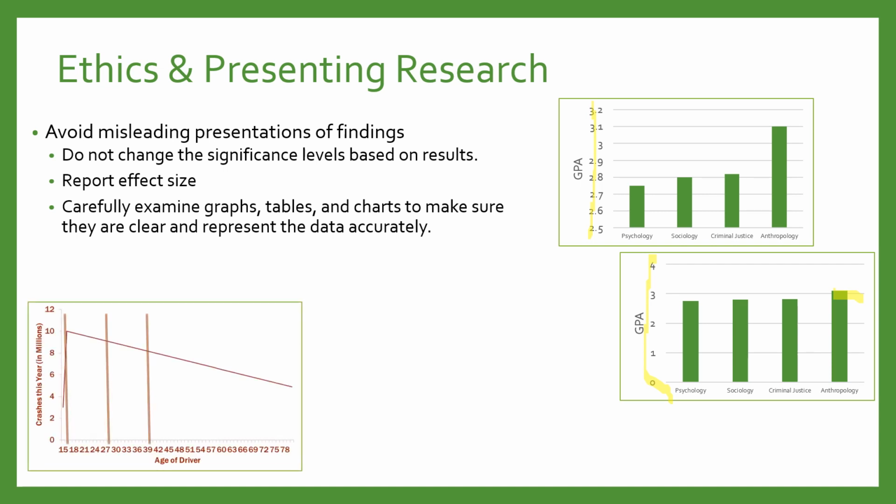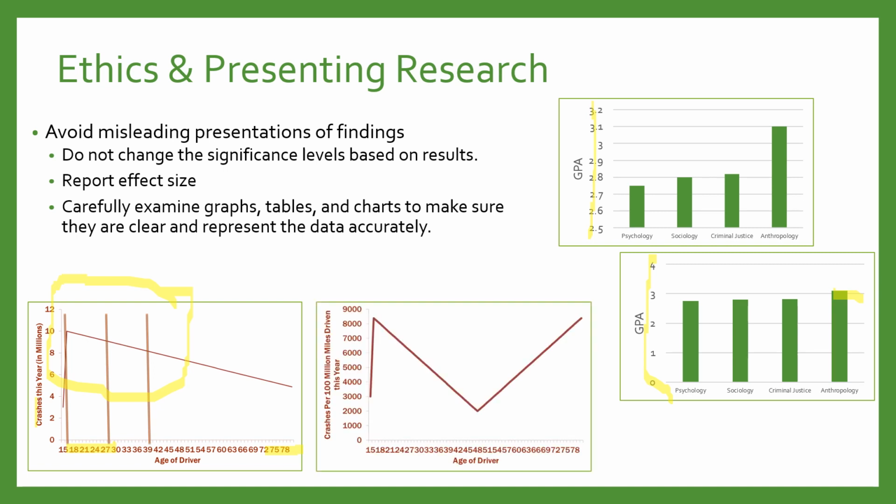Here's another example of ethics in presenting research. If you look at this graph, here's our age of driver on the x-axis at the bottom. It looks like younger drivers and older drivers have a very different pattern of crashes. So you can see that it looks like our younger drivers are causing problems, right? The highest level of crashes are among the younger drivers, and the older drivers look safer.